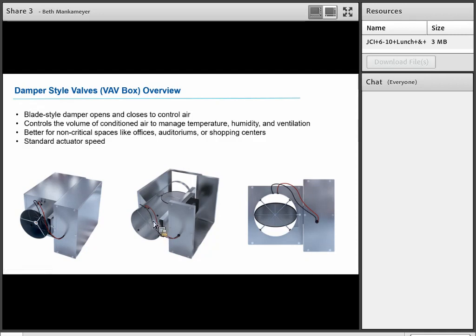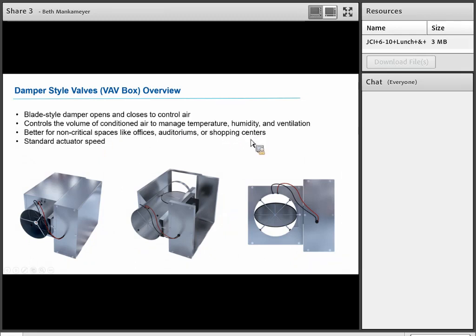So in these VAV boxes, you are going to have measuring airflow. The air is going to go through that flow cross, get measured, and then it's going to send a signal to this actuator to open or close to control the airflow into the zone. So you would use these when you're trying to control the volume of air to zones, controlling temperature, humidity.